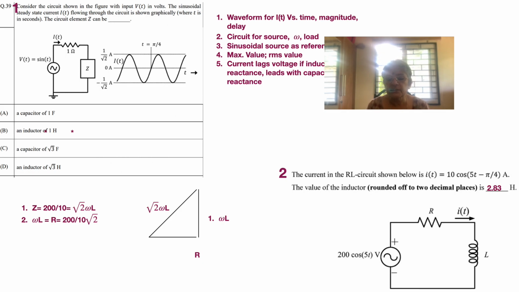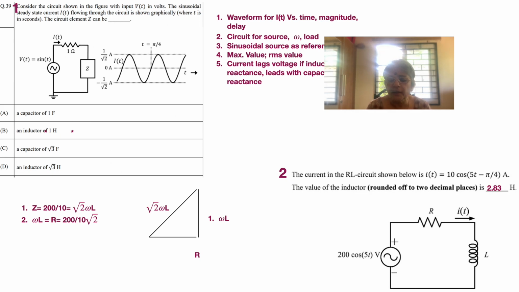Okay, there's a resistor, there's an inductor. The current in the RL circuit shown below is i(t) equal to 10 cos. So 200 by 10 will give you the impedance value, because when you look at RMS value, it will be 200 by root 2, and 10 will also be 10 by root 2. So whether you use maximum value or RMS value, take the ratio and get the impedance. So the impedance is equal to 200 by 10, which is equal to 20.